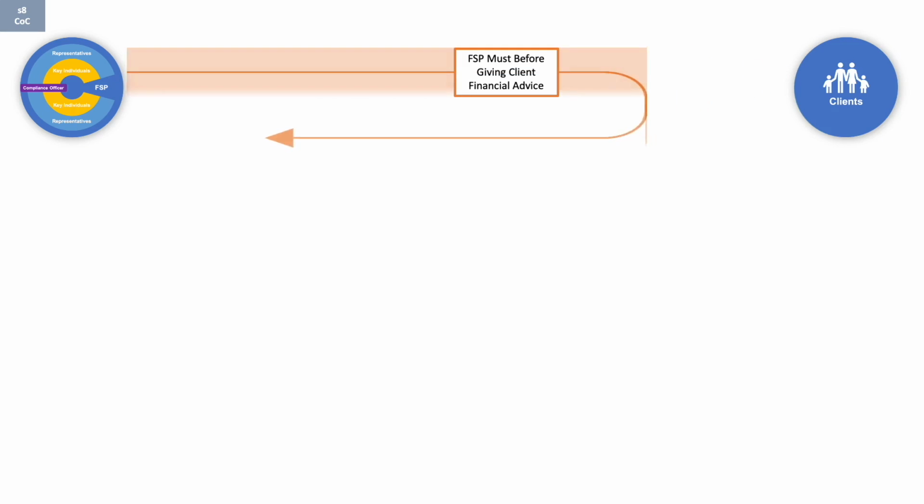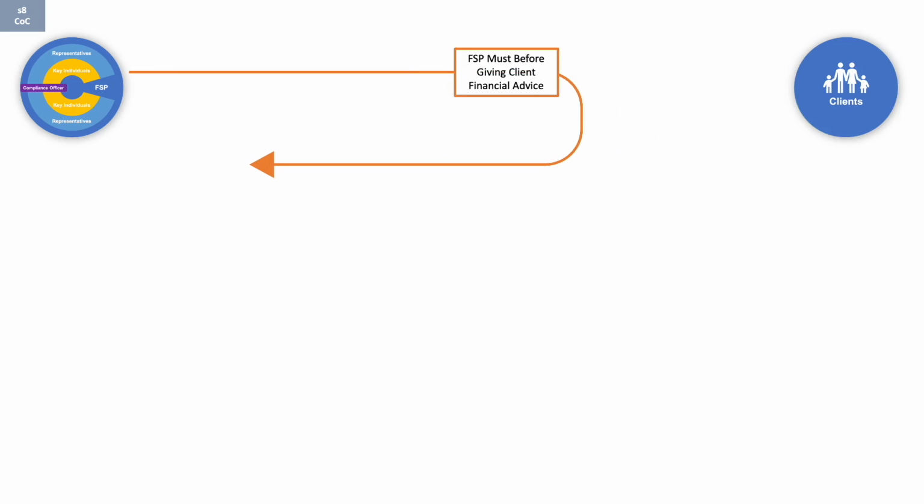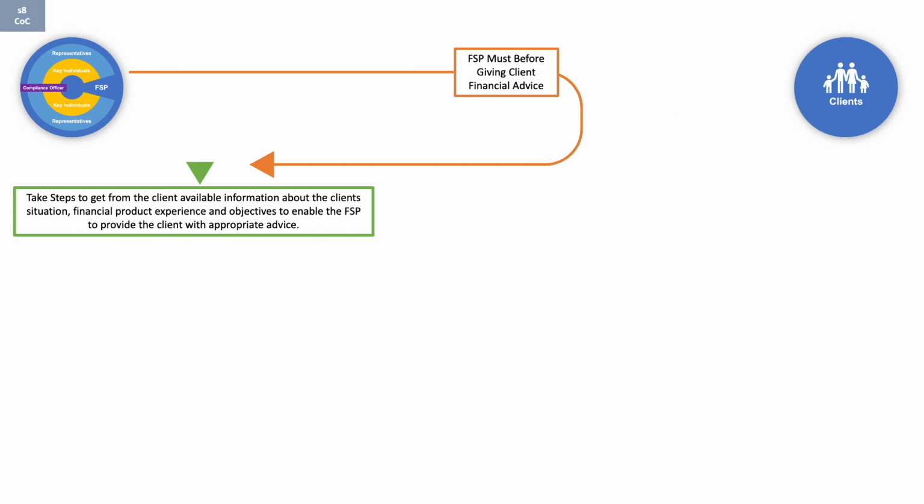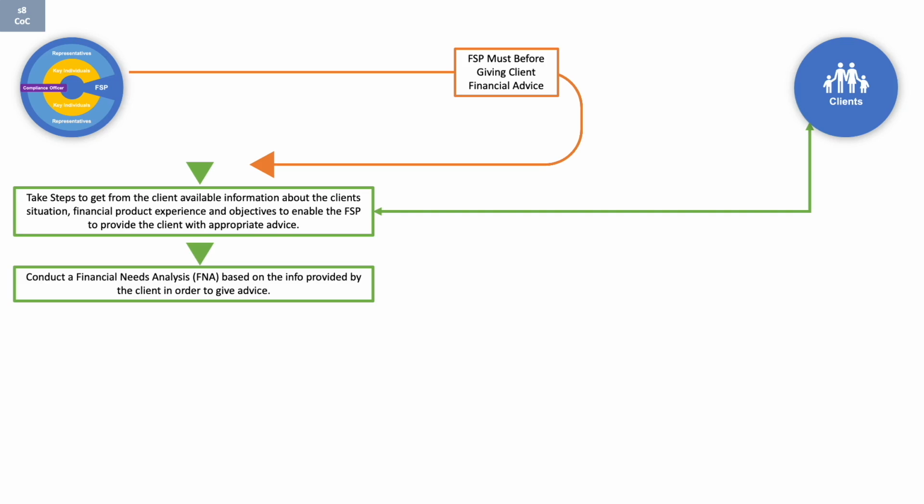Before giving advice to a client, an FSP must take steps to get from the client all available information about the client's situation, financial product experience, and objectives to enable the FSP to provide the client with appropriate advice. The FSP must then conduct a financial needs analysis, FNA for short, based on this information provided by the client in order to give advice.